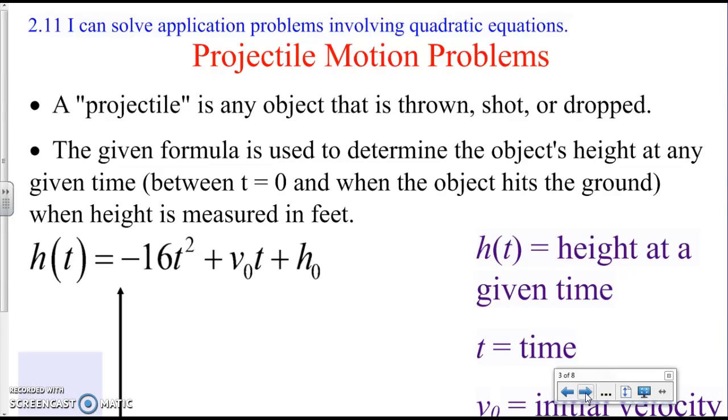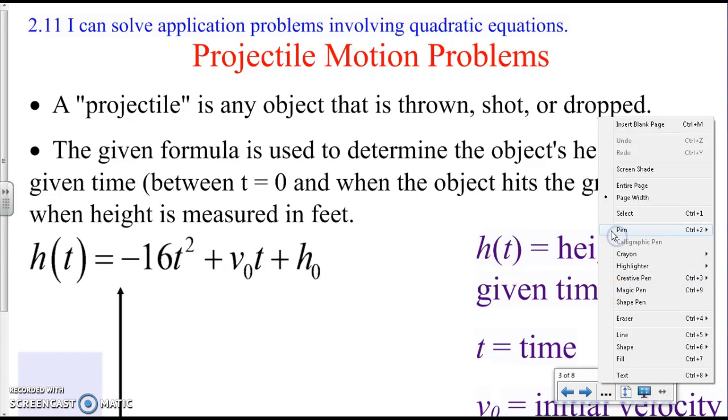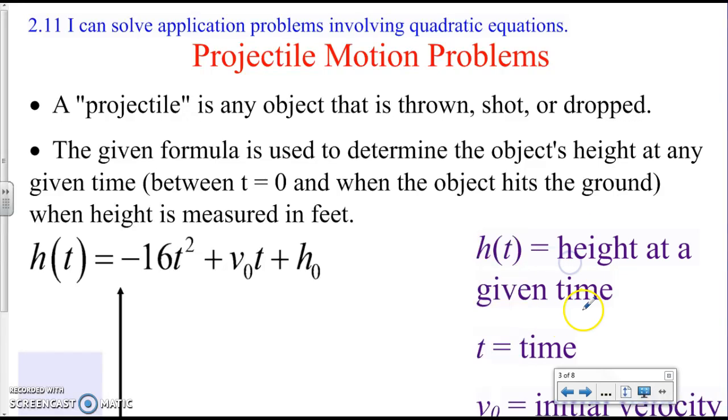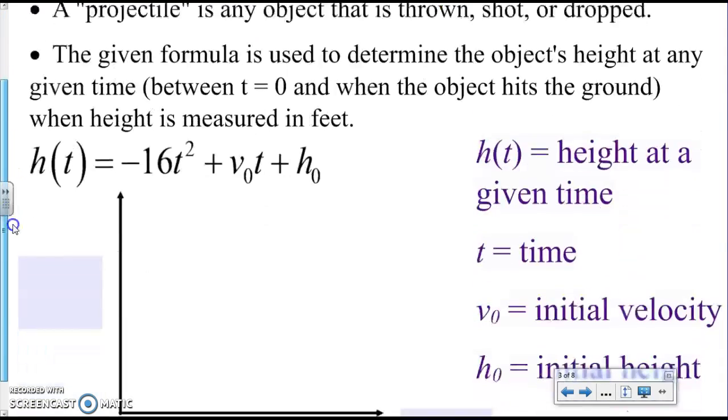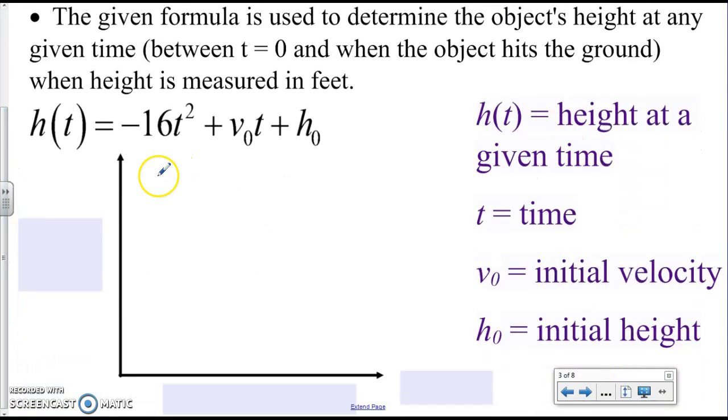The given formula is used to determine the object's height at any given time, between t equals 0 and when the object hits the ground, when the height is measured in feet. It's important that you notice that it's measured in feet. If we change to meters, that's going to change this a little bit. In this problem, h of t is the height at any given time, so this is your height. Your t's stand for time.